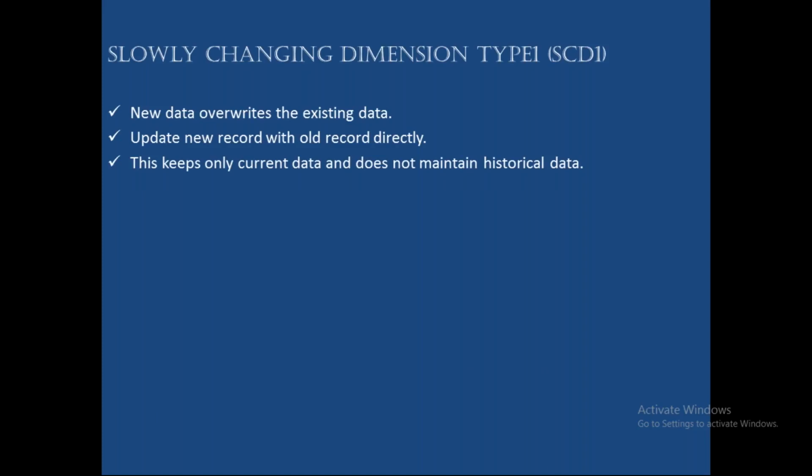In SCD1, this is important. When somebody asks what is the difference between SCD1 and SCD2, you need to tell them that SCD1 keeps only current data. It does not maintain historical data. This is a very important interview question, friends. They will ask the difference between SCD1 and SCD2. Try to understand: SCD1 will not keep the historical data. It will keep only current data. It does not maintain historical data.